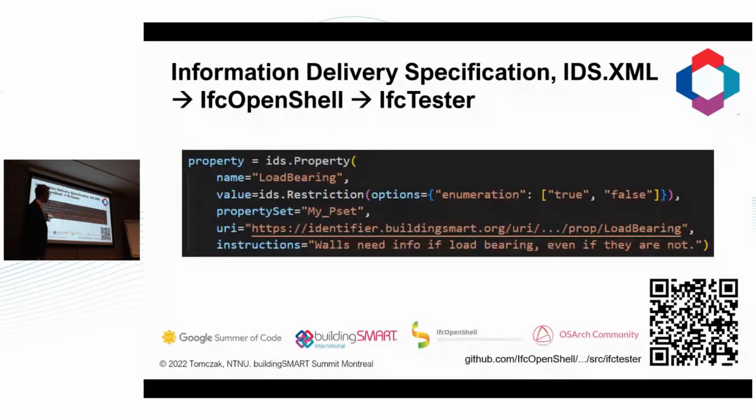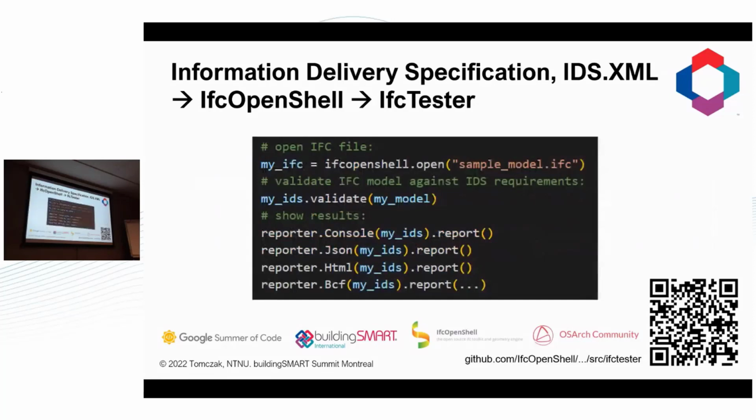This is one example, but of course you can also add more. So you can add some URIs, for example, links to buildingSMART data dictionary, you can add some instructions, and you can also form restrictions, which is, for example, an enumeration that has to be true or false, or you can add regular expressions. So you could say, for example, that your value should start with digits and then it should be followed by some letters and so on. So there are a lot of possibilities, but it's also quite simple to start with.